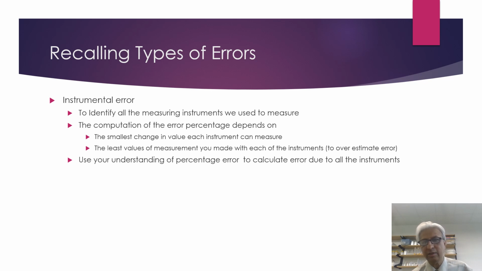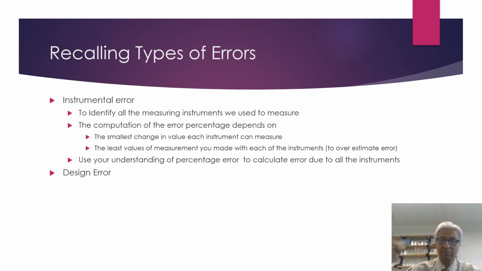And you use the least value in order to overestimate the error, because if you divide by a smaller number, then the error percentage will be higher, and that is the maximum error possible. Use your understanding to find the percentage error to calculate the error due to these instruments, and then you might have to add all those absolute values of the errors. Design error. This is where most of your error might lie, because you measure length to a millimeter, mass to a gram. So percentage errors in all of these things are not much, but in the design aspect of it, it will be way more.